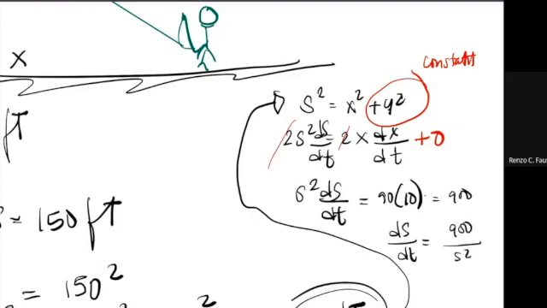What is our s? 150. Okay. So what's the answer? Answer 2 over 5... 2 over 5... ds/dt. In units, it's equivalent to, what's our unit? ds/dt.